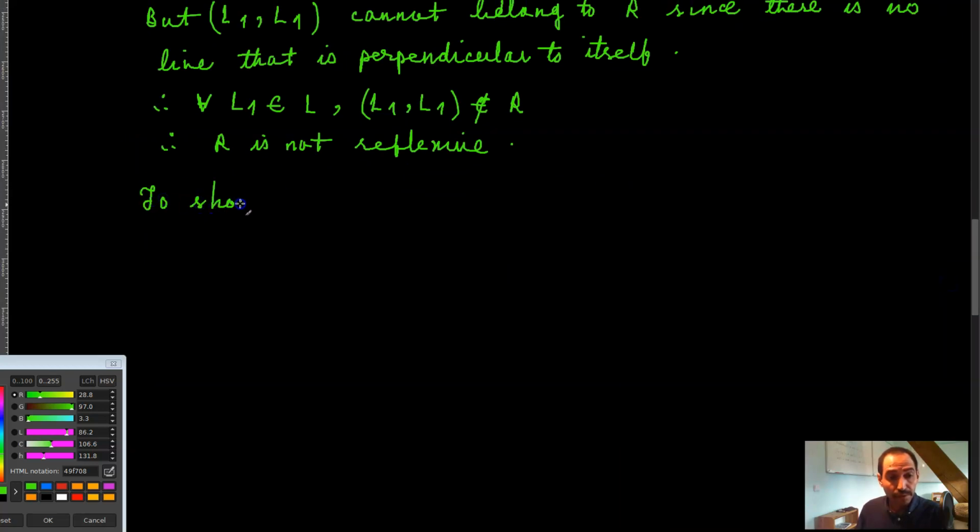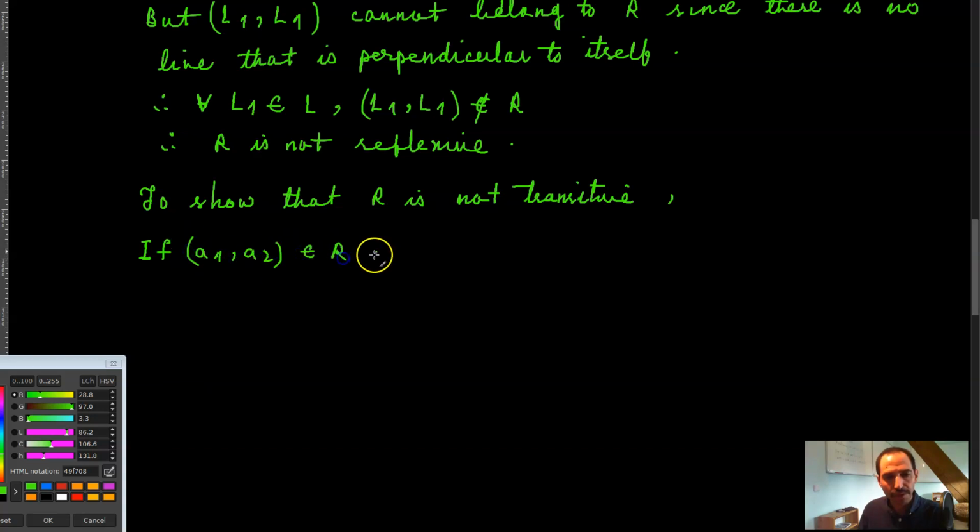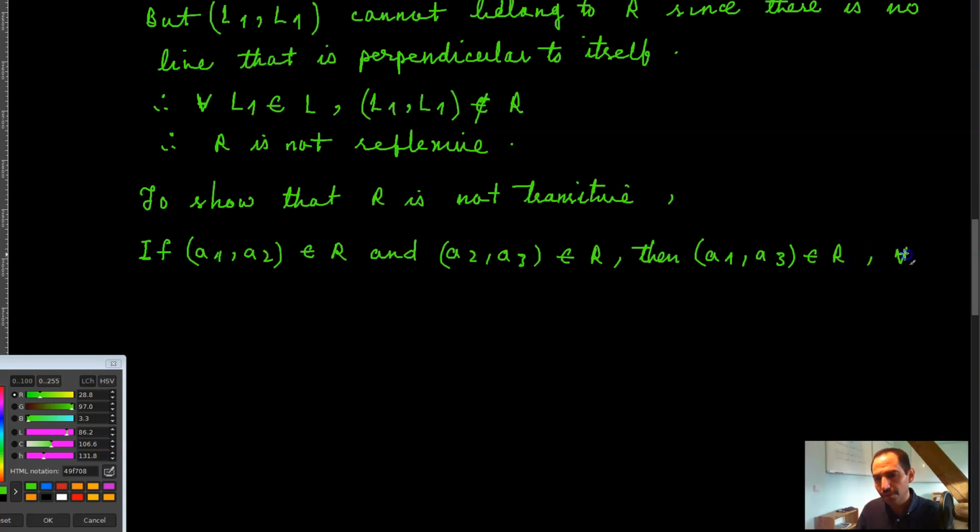Now, to show that R is not transitive, the condition that we use for a relation to be transitive is that if a1 comma a2 belongs to R and a2 comma a3 belongs to R, if these two belong to R simultaneously, then a1 comma a3 also belongs to R, for all a1, a2 and a3 belonging to A, right?